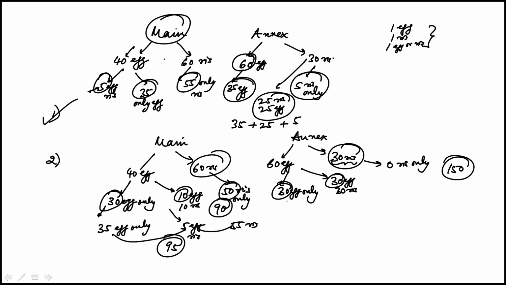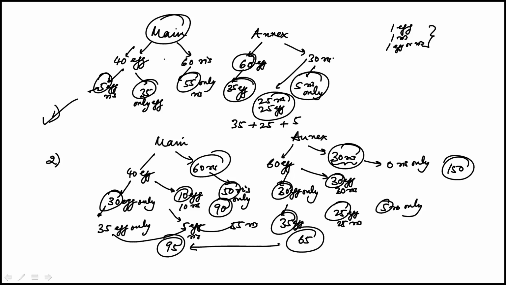And then we've got to do the same thing here. We have 35 eggplant only. So then we have 25 left, which will be paired with 25 risotto, and then 5 risotto only. So here my total would be 35 plus 25, 60, plus 5, 65. The total number of guests would be 95 plus 65, which would be 160. So we have 2 different values.